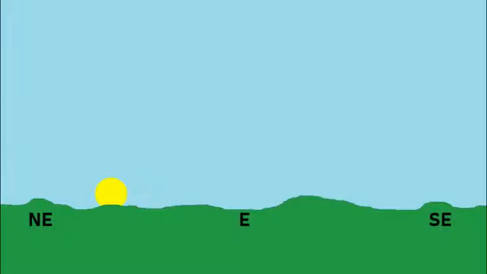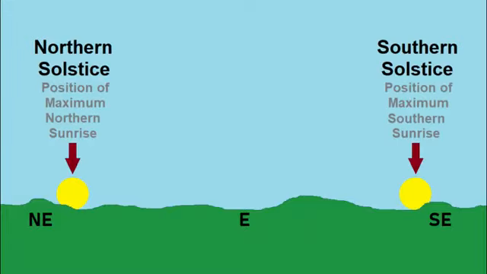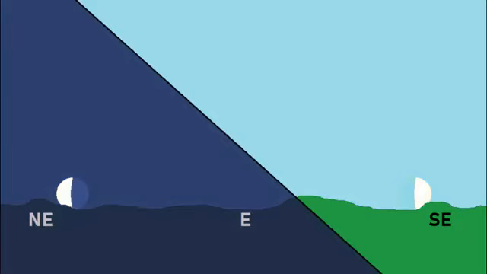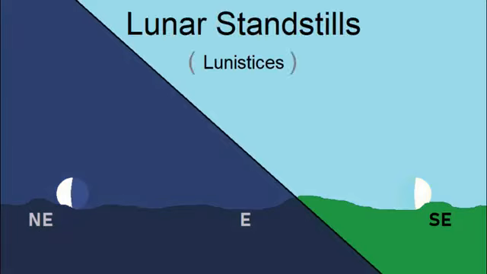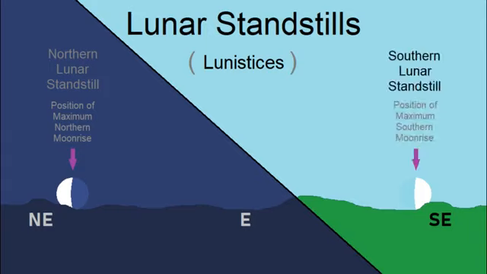These slowing and stopping events for the sun are called solstices, from the Latin for sun and stand still, and the corresponding monthly positions for the moon can be referred to as lunistices, or more commonly, as lunar standstills. There is a northern standstill when the moon is rising and setting at a maximum point towards the north, and a southern standstill when it is rising and setting towards the south.